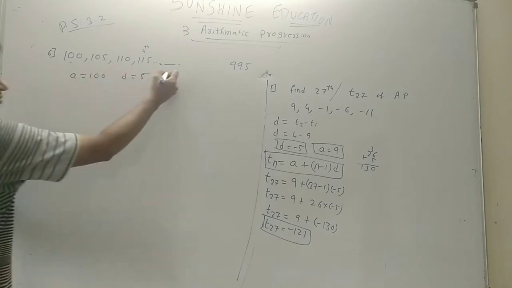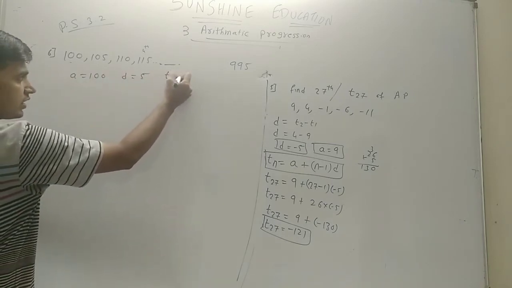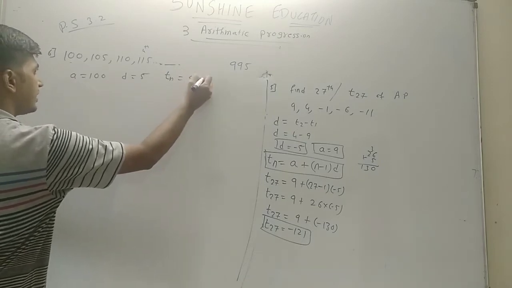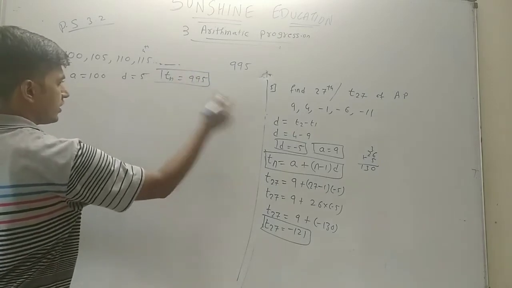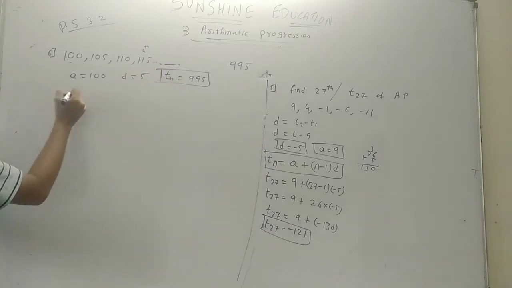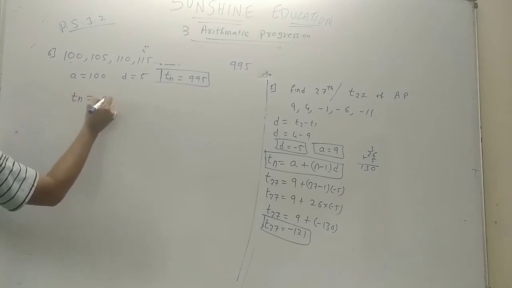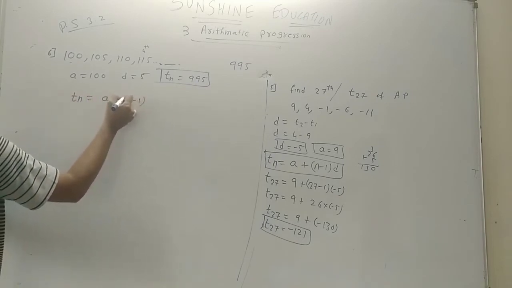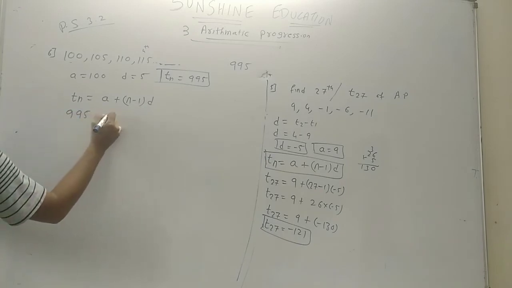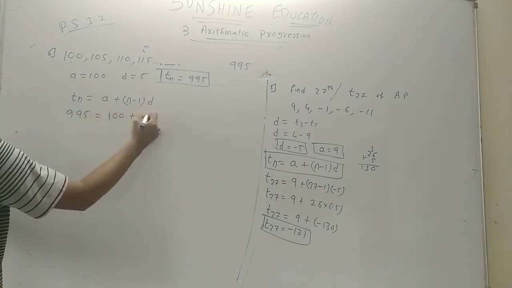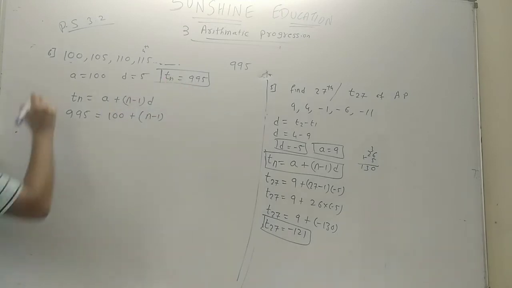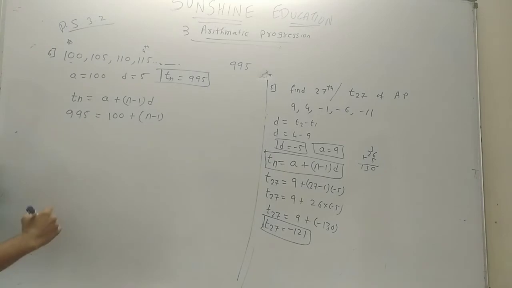And the last term of the sequence is Tn. Always remember the last term is denoted by Tn. We also have the formula for Tn, but the last term is also called Tn. So Tn is equal to A plus n minus 1 into D. Tn, the last term, is 995. A is 100. N, we don't know the position of n. Okay, so this is a very important and a different kind of question.